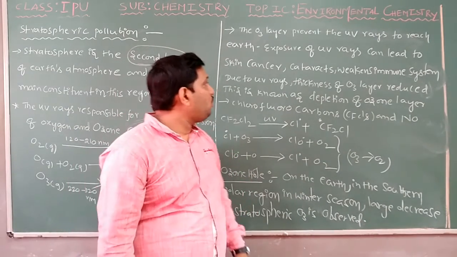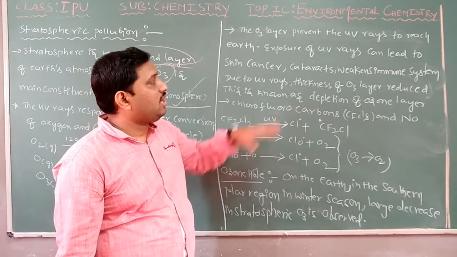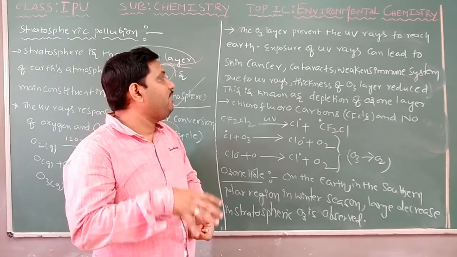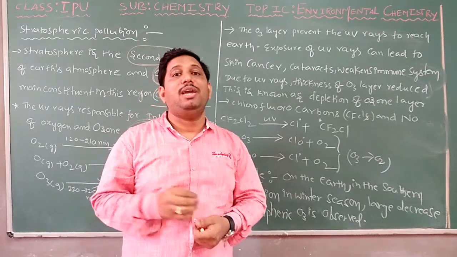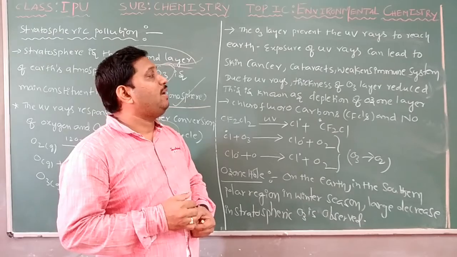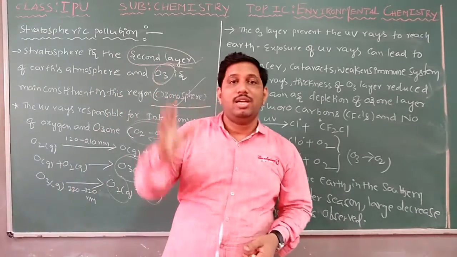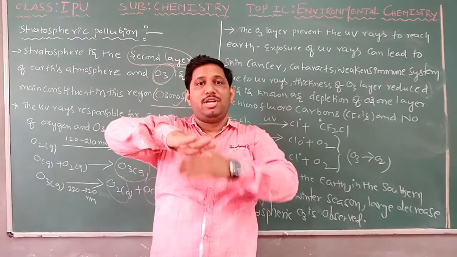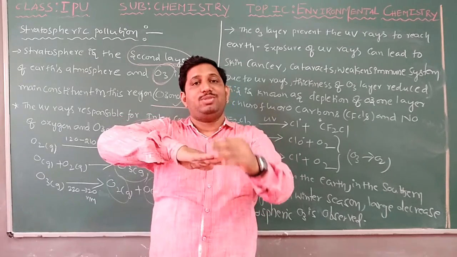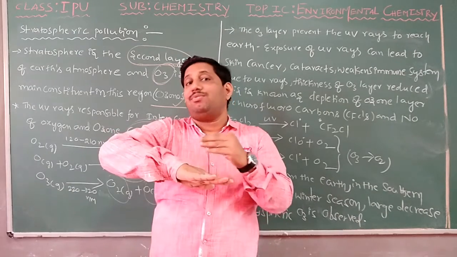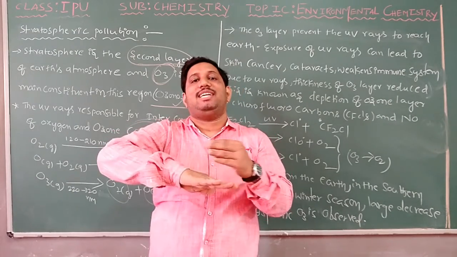Right. Due to ultraviolet rays, what happens, students? The thickness of the ozone layer will be reduced. This is known as depletion of the ozone layer. Generally, students, in the stratosphere, a layer is present. That is known as the ozone layer. The thickness of the ozone layer can be measured in Dobson units.